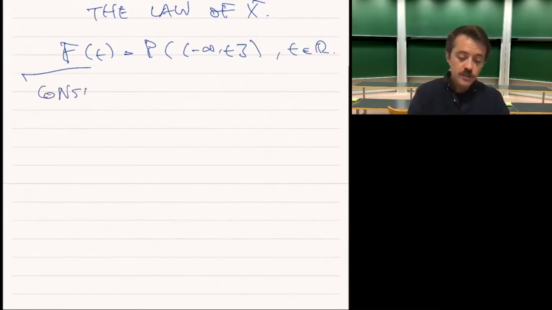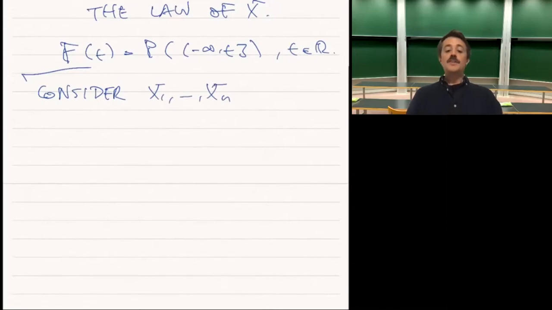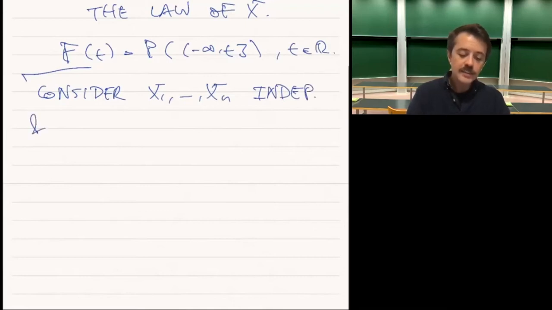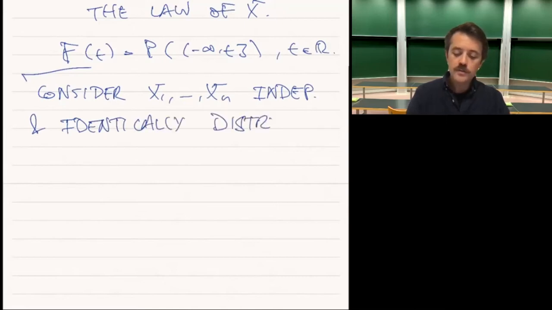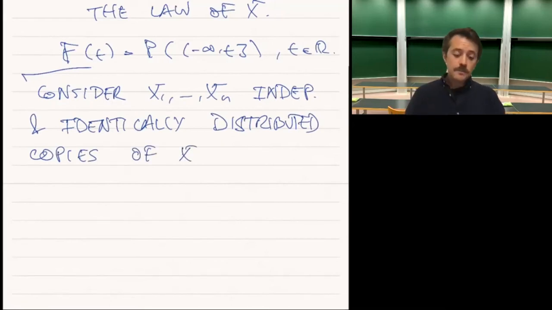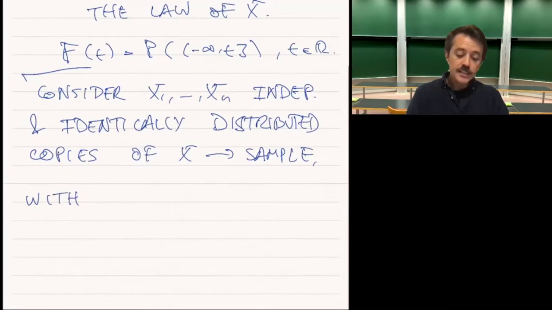So let's consider X1, and these are capital again, Xn, and these are going to be independent and identically distributed copies of our friend capital X that has the law capital P. We call this a sample of X, or just simply a sample, and we say that this has size small n. So small n, I remind you, is the number of observations that we've got. Yeah? So that's the sample size.